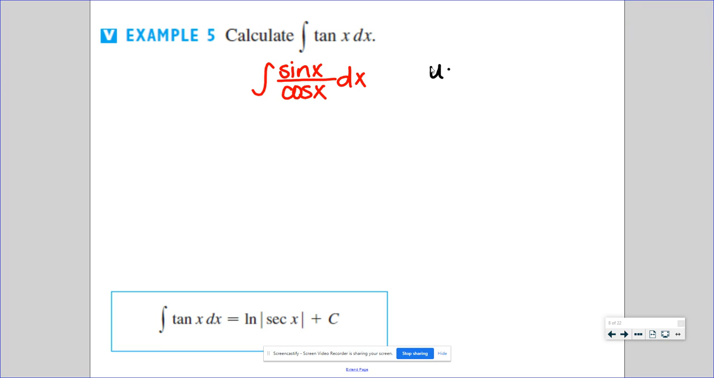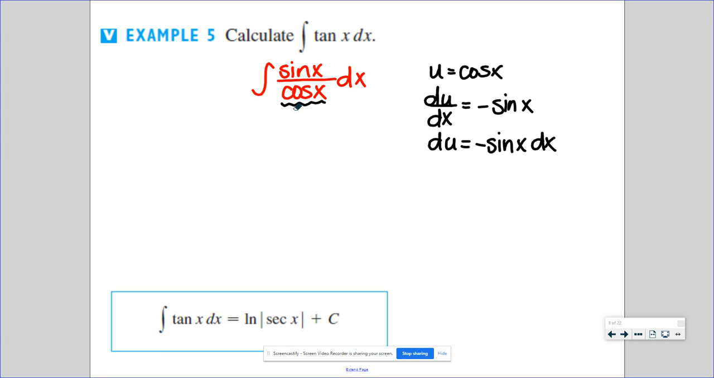Okay, so we're going to go over here and say let's have u be equal to cos x. And then take the derivative, we get negative sine x, and multiply dx over. So we get du equals negative sine x dx. So I already know that the bottom is my u. I need something for sine x dx, which I pretty much have. I just need to move the negative over. So my antiderivative is going to look like negative 1 over u du.